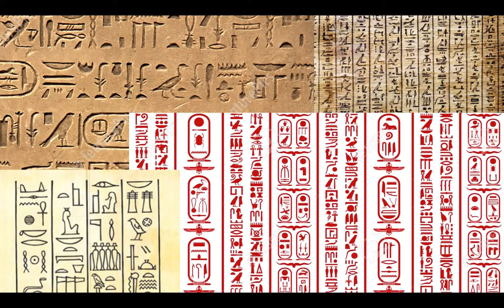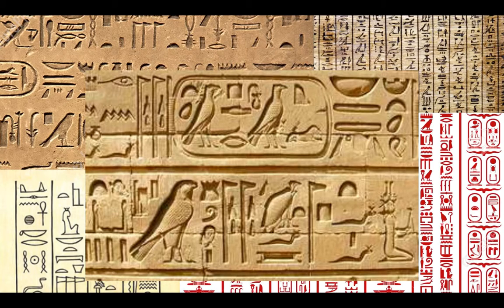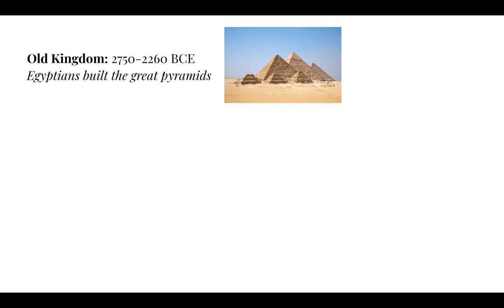History for ancient Egypt began around 3000 BCE with the invention of hieroglyphic writing. Within the history of ancient Egypt, historians have identified 3 periods when many important events took place. In the Old Kingdom period, from 2750 to 2260 BCE, the Egyptians built the Great Pyramids.